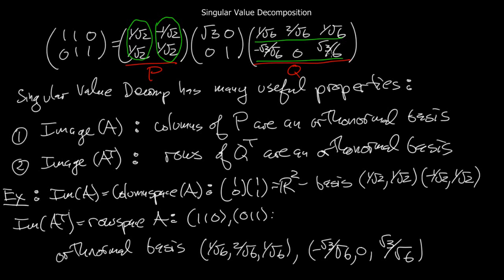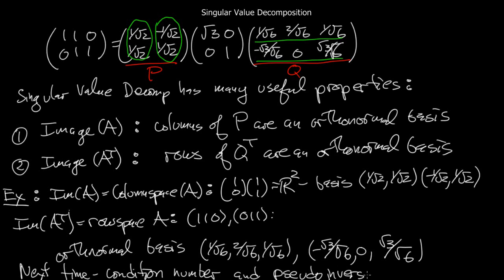It has a number of other interesting and important properties, but this video has already gotten pretty long, so I think I'll stop there. But I'll just mention that next time what I'll talk about is the notion of condition number of a matrix, and also pseudo-inverse, which are also related to the singular value decomposition.